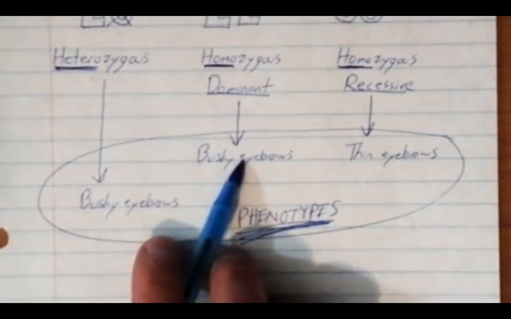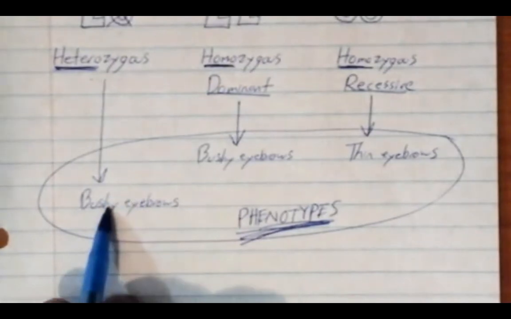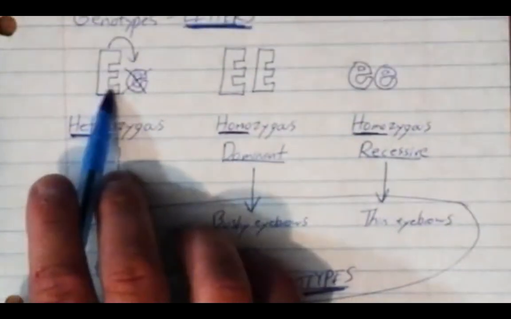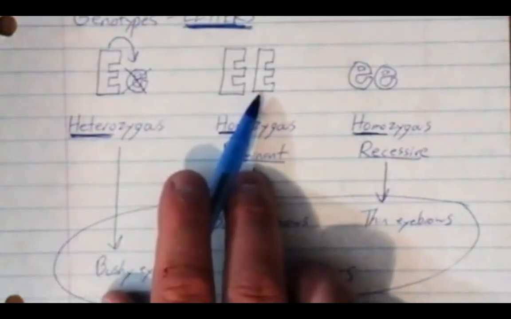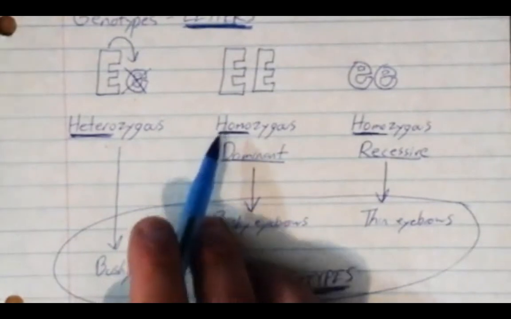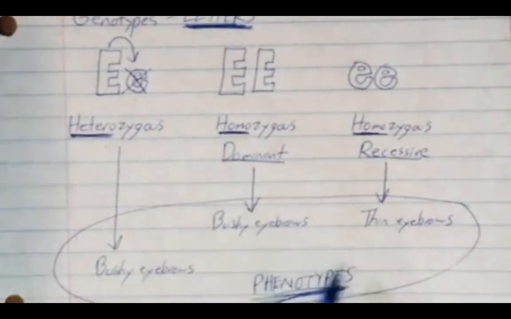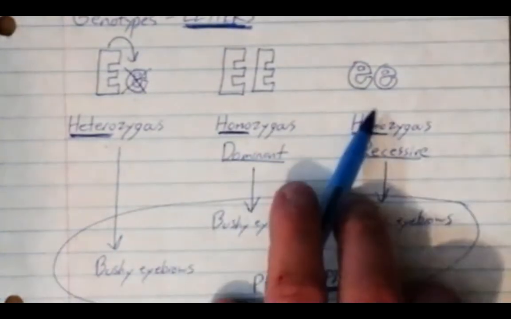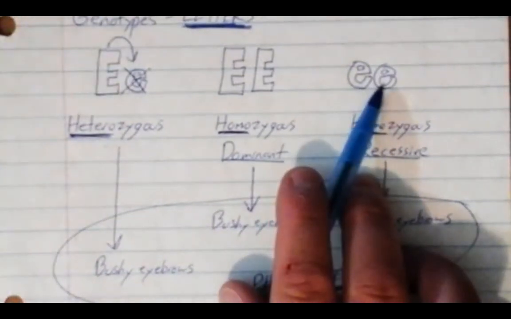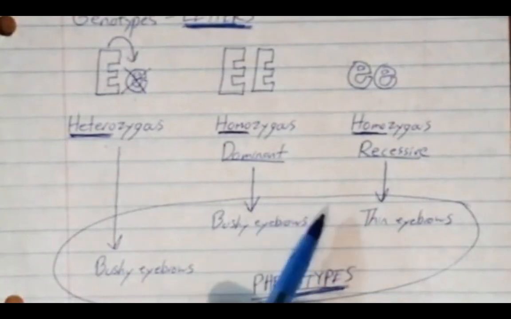If I tell you that this person has bushy eyebrows and this person has bushy eyebrows, then it could be that they have one capital and one lowercase, or they have capital and capital. If I say they just have bushy eyebrows, and you don't know the letters, you're kind of in a guessing game at that point. Whereas if I say they have thin eyebrows, well, that's obvious. There's only one combination that gives you thin eyebrows. That's lowercase, lowercase. So that's the situation we have here.